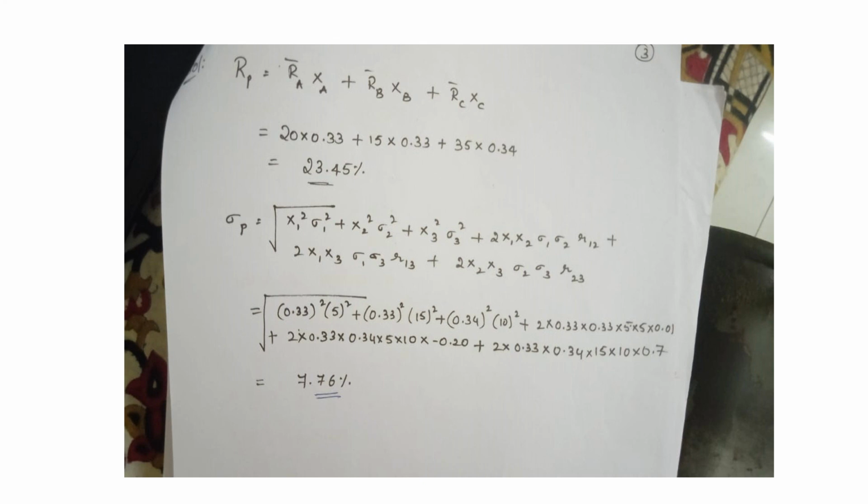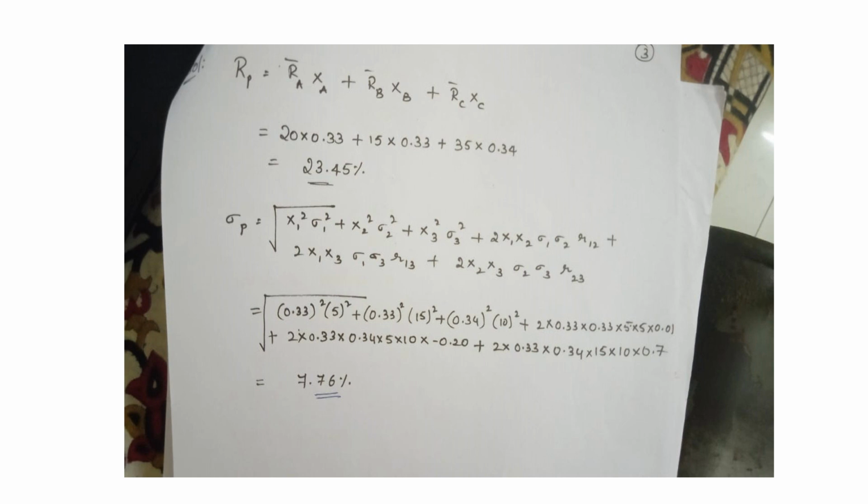So the return of A script is 20 into weight 0.33. Then for B it is 15 into 0.33, and for C it is 35 into 0.34. So in total you have got 23.45%.